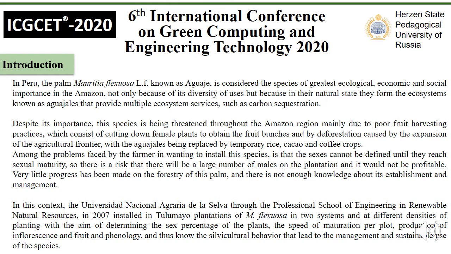establishment and management. In this context, the Universidad Nacional Agraria de la Selva, through the Professional School of Engineer in Renewable Natural Resources, in 2007 installed in the Tulumayo plantation of M. flexuosa in two systems and different densities of planting, with the aim of determining the sex percentage of the plants, the speed of maturation per plot, production of inflorescence and fruit, and phenology, and thus know the silvicultural behavior that led to the management and sustainable use of the species.